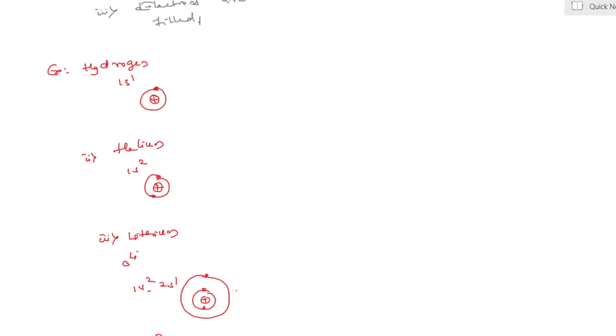And the seventh example, nitrogen, 1s2, 2s2, 2p3. Okay, it means K cell, L cell. The K cell accommodates 2 electrons and the L cell accommodates 5: 1, 2, 3, 4, 5. Take another example, the last one, the eighth.